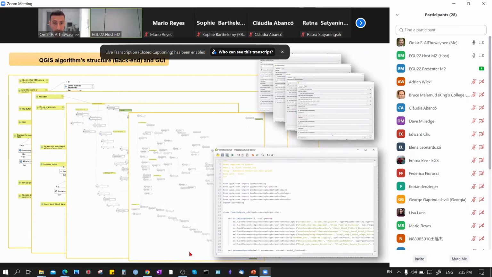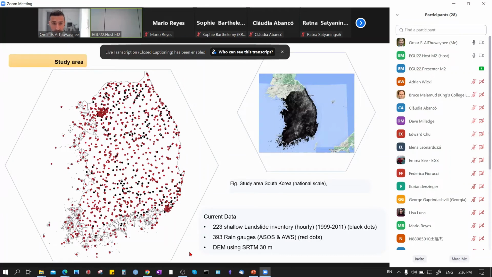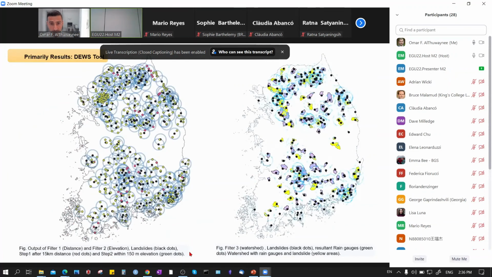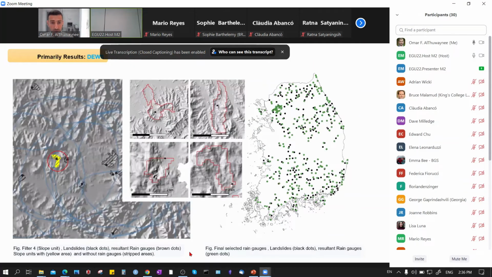Next. And here is the study area, and we will go quickly because of the time. We have South Korea, and it's a regional study. Please next. So this is the first filters applied: on the left side it's the distance, on the right side is the watershed. Next, please, just to catch the time, and we come to the conclusion. And here are the slope units, and we can see the matching with the criteria. The ones that are highlighted are the ones that match the filters.